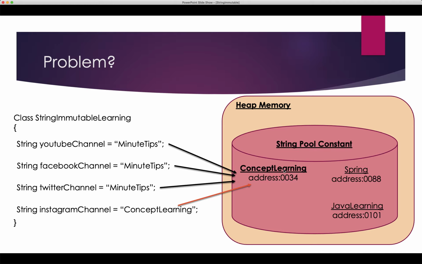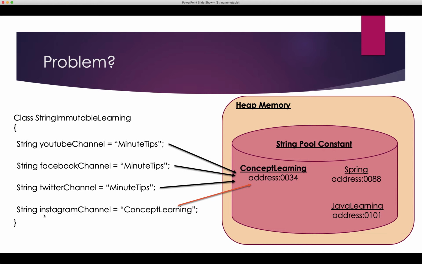What is the implication of this is that these three variables, YouTube channel, Facebook channel and Twitter channel, were pointing to the same address 0034, and if I change the name at this address, then the immediate effect is that the value for all these three variables also changes from minute tips to concept learning. And this is what we don't want.